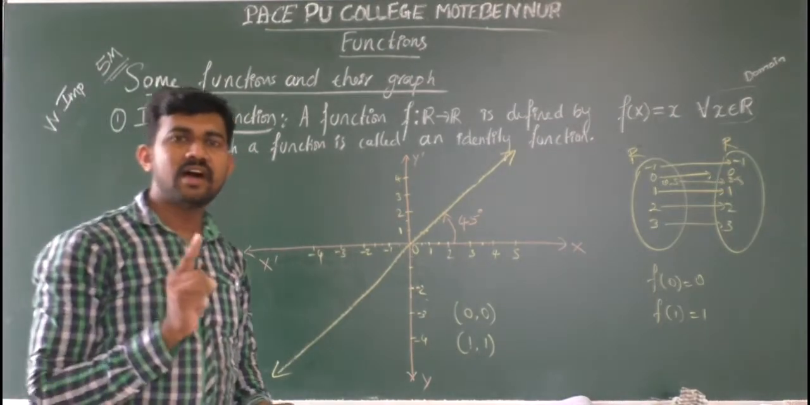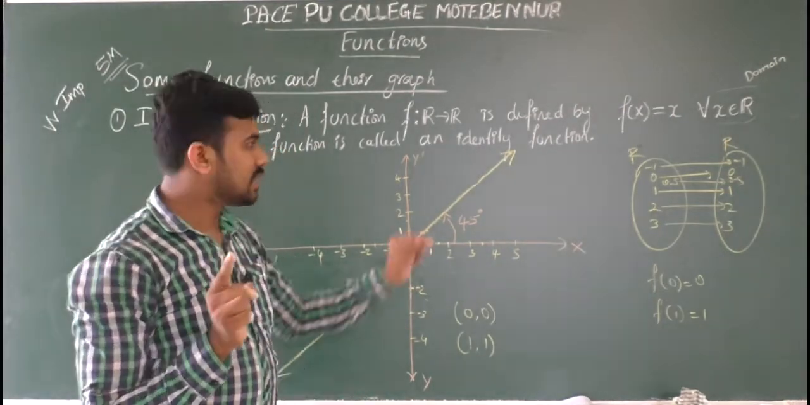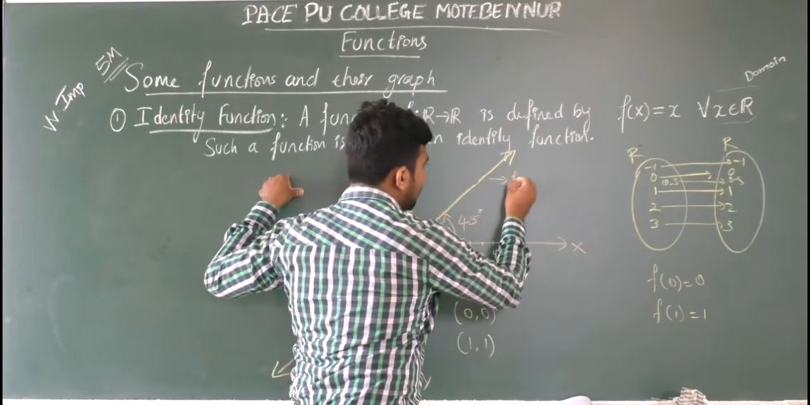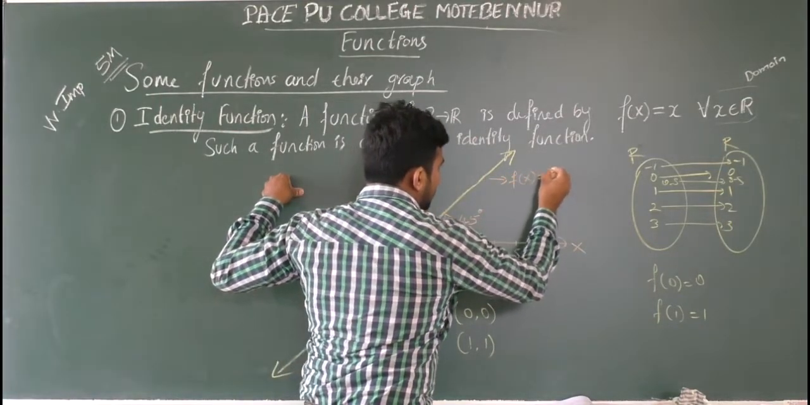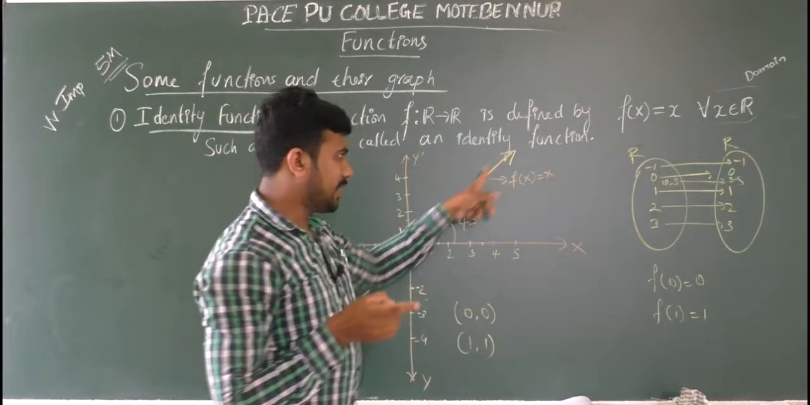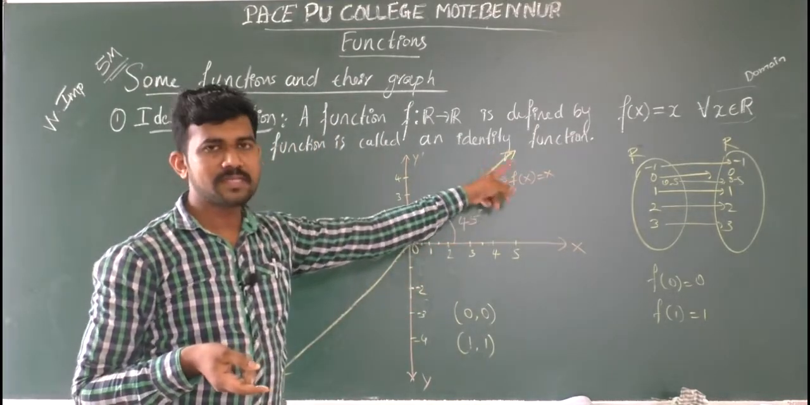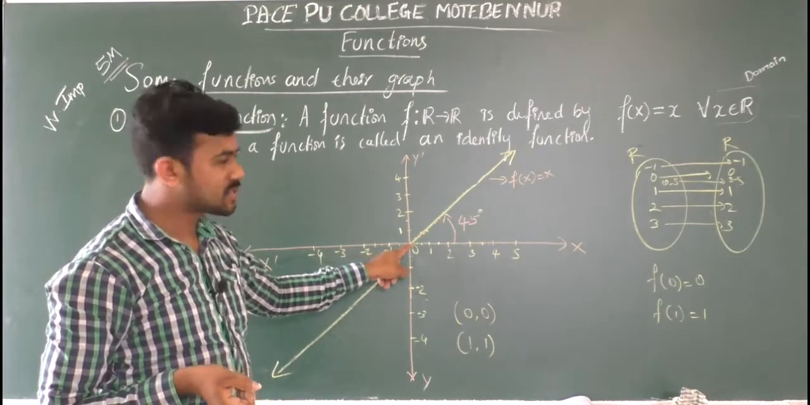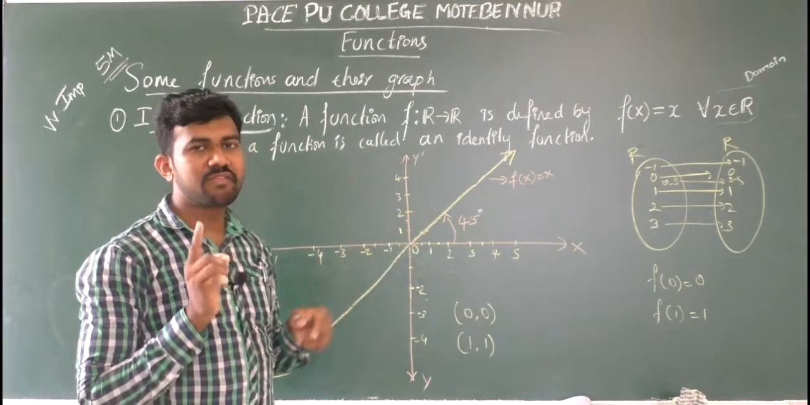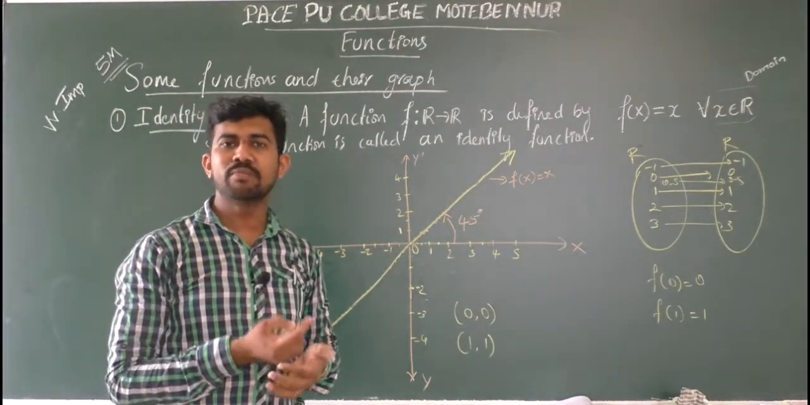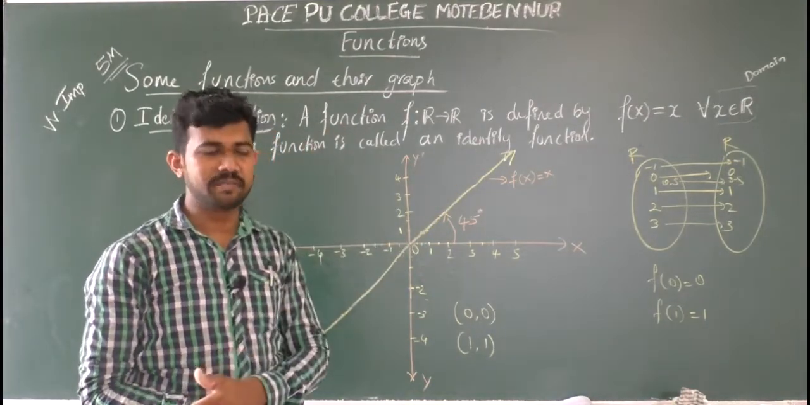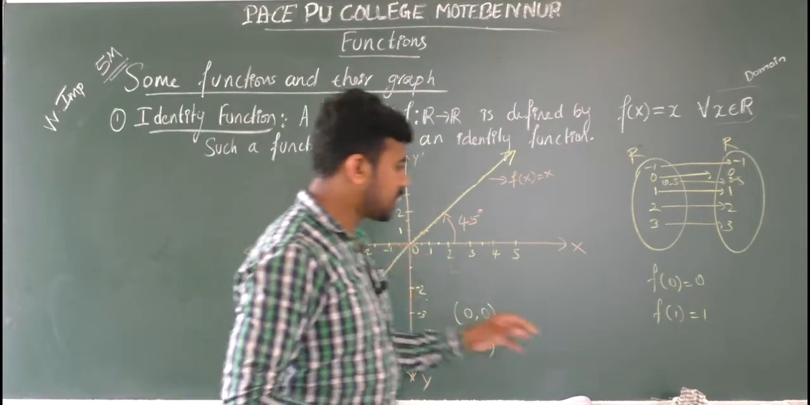Okay, in the graph of identity function, what is the graph we will get? This line is nothing but f of x is equal to x, this line. Okay, the line is what here? f of x is equal to x, and that line passes through origin. Okay, passes through origin with an angle 45 degree from the positive direction of x-axis, and this is called the graph of identity function. Okay, so we drew the graph now.